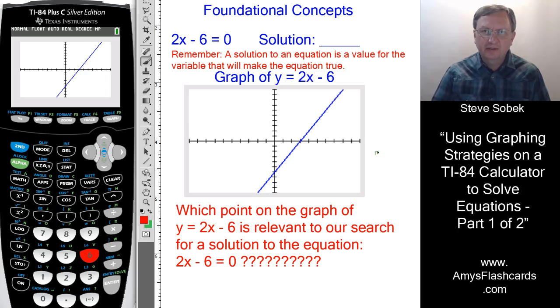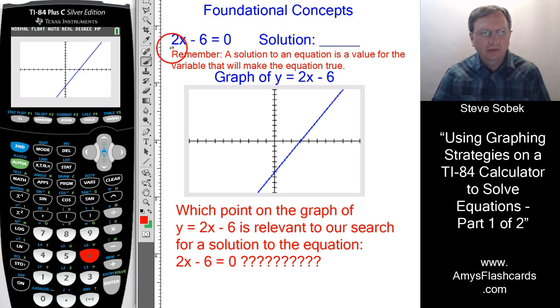The purpose of this video is to show you how to use graphing strategies on a TI-84 calculator to solve equations. There are two graphing strategies. We'll cover one of those strategies here in part 1, and the other strategy we'll cover in part 2, a different video. But before we get into our first problem, I'd like to develop some foundational concepts.